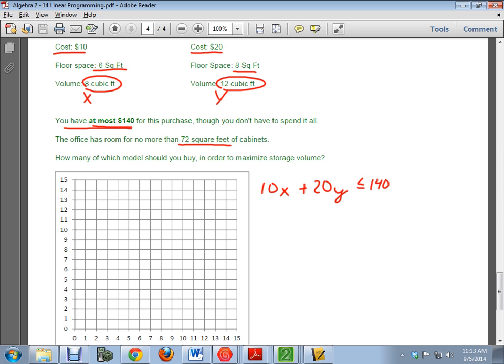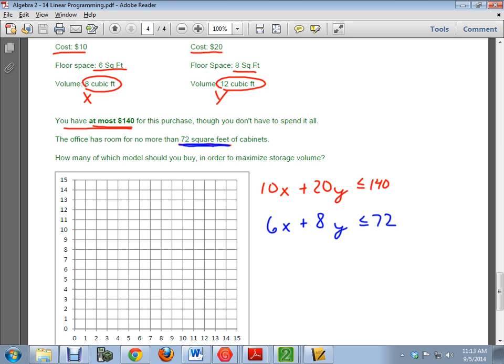Then we will also have the square footage limitation. This office is only so big. So however many cabinet X's we have and how many cabinet Y's we have, it's going to have to be less than or equal to 72 square feet. Now, we know that there are going to be a total of 6 square feet for each cabinet X and a total of 8 square feet of floor space taken up for each cabinet Y. And these would be my two equations that represent the limiting factors of this situation.